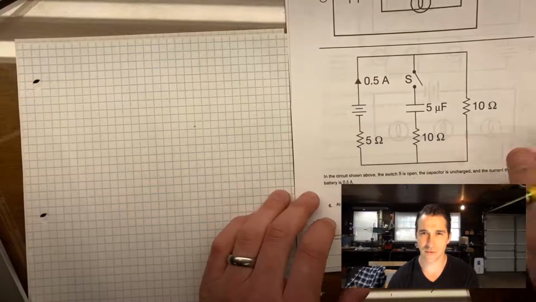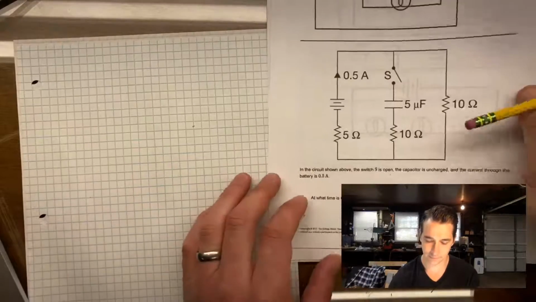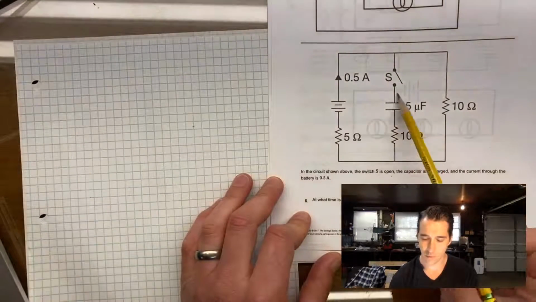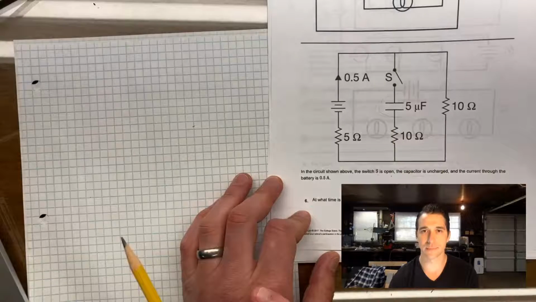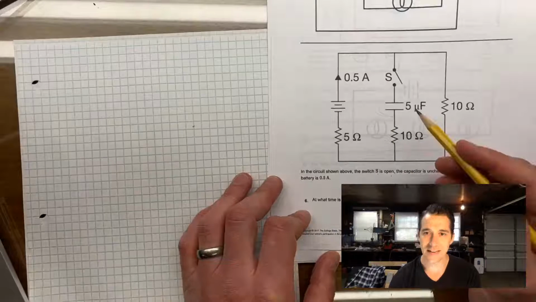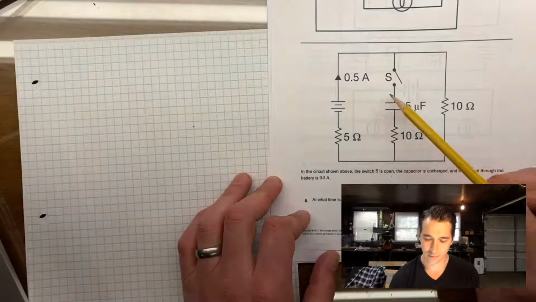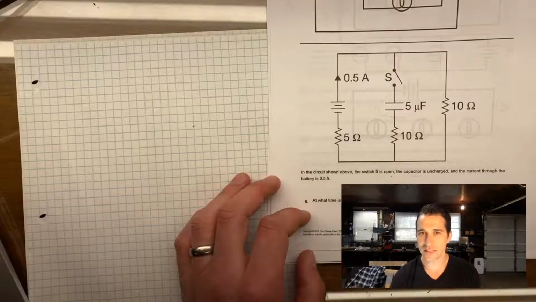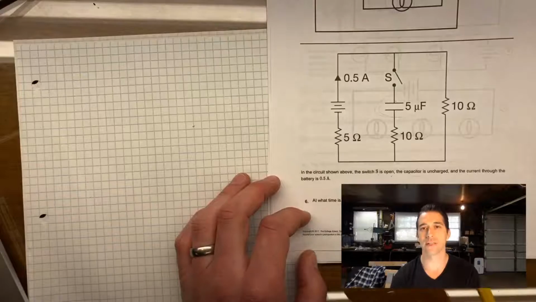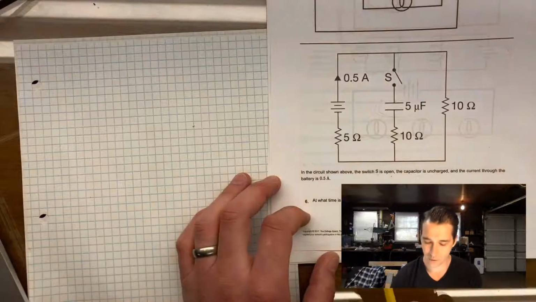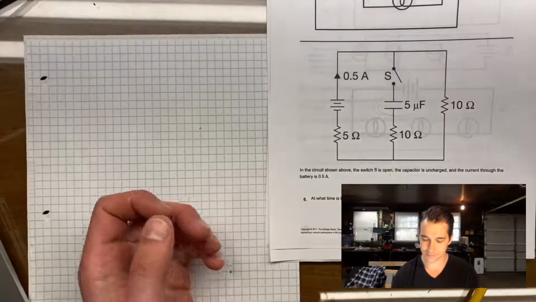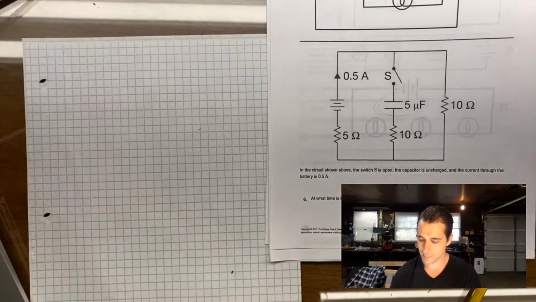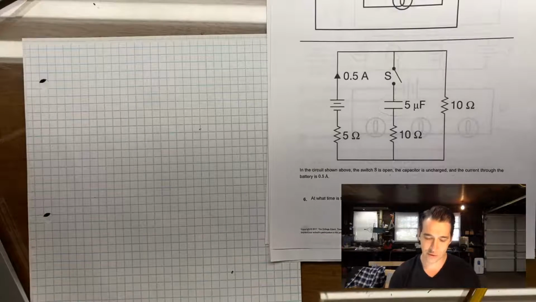Let's think about this for a moment. What do we know about capacitors? Okay, we know that they can only charge or uncharge. Once they're fully charged, no more current is flowing. So when we first close this switch, what happens? Well, let's think about before the switch is closed at all.